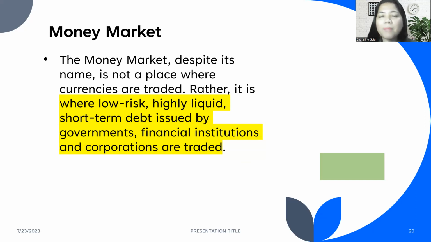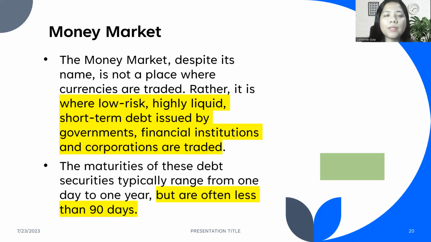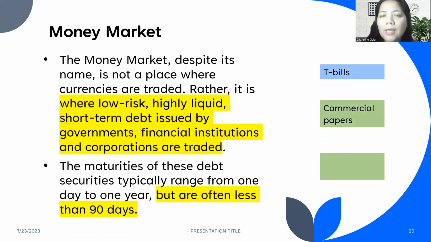So in exchange for these investments, the investor will receive compensation in the form of interest income. Okay. The maturities of these debt securities typically range from 1 day to 1 year, but are often less than 90 days. They are debt securities because the governments, financial institutions, and corporations are basically borrowing funds from investors. And these are examples of debt securities. We have the treasury bills and commercial papers.